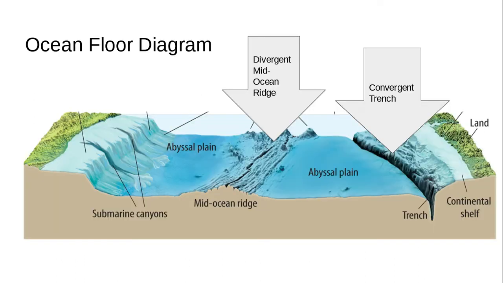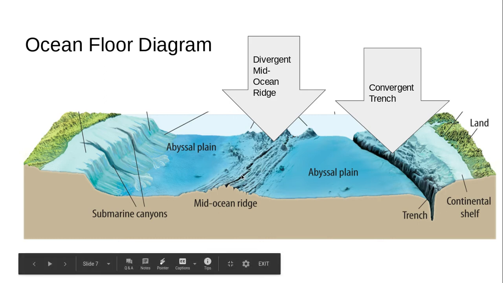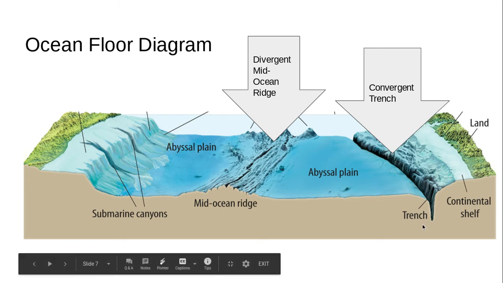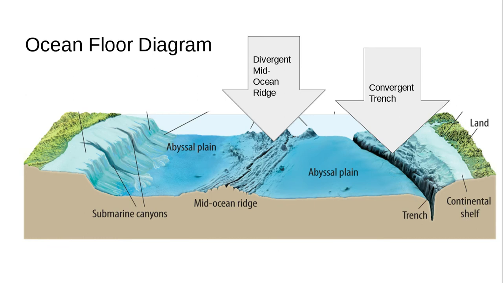So this is our ocean floor diagram. If you could see the divergent mid-ocean ridge here, we have separating plates happening. One's going this way, one's going this way, and we are getting new seafloor in the middle here. And then we have our convergent boundary, which is when we have 2 plates meeting. When this oceanic plate goes underneath the continental plate, it's going down, causing this trench here. It will also cause volcanoes, but that is not in the test.